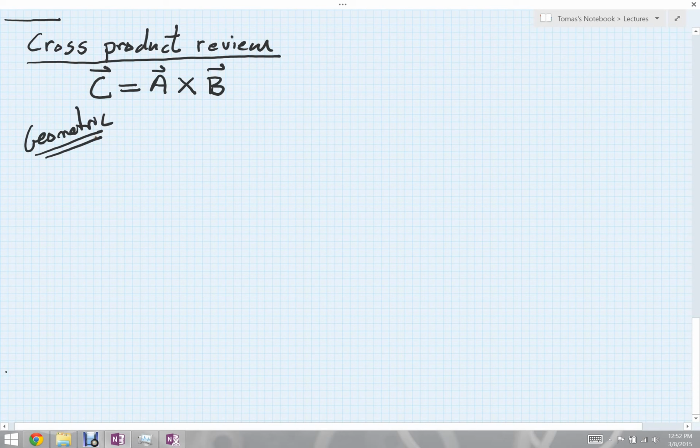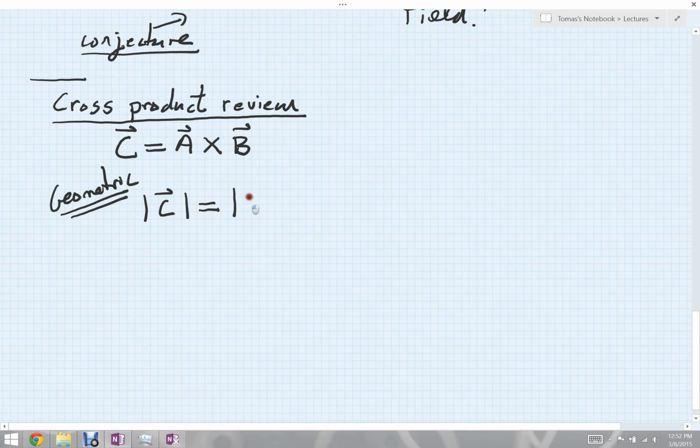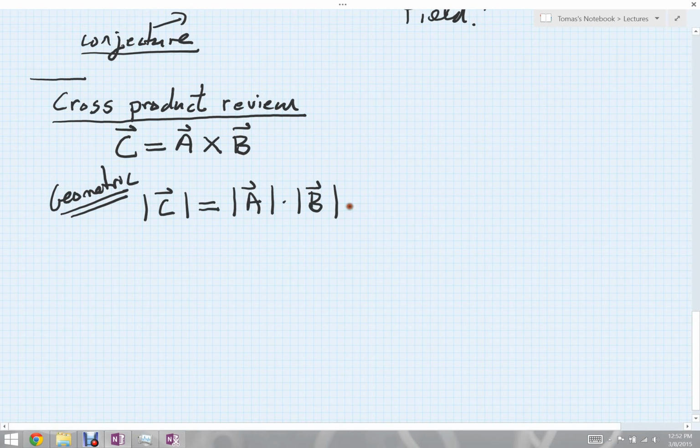And when we think about geometric interpretations of vector operations, we want to understand our final answer, our vector C. Being a vector, C has a direction and a magnitude, so we need to specify both of those. The magnitude of C in the cross product is kind of similar to the dot product. It's given by the product of the magnitude of A times the magnitude of the vector B.